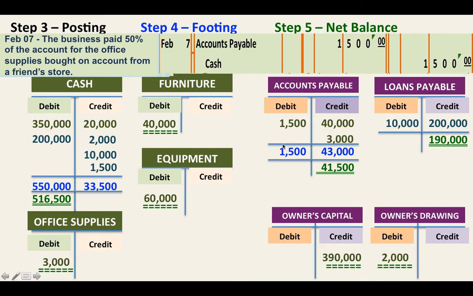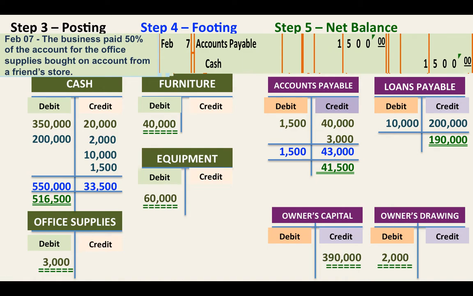And those transactions are demonstrated for the month of March. For the sake of space, we will just capture the balances on the next slide. In this case, cash, we will carry forward 516,500, furniture 40,000, accounts payable 41,500, loans payable 190. So only the net balances we will carry forward in the next slide.